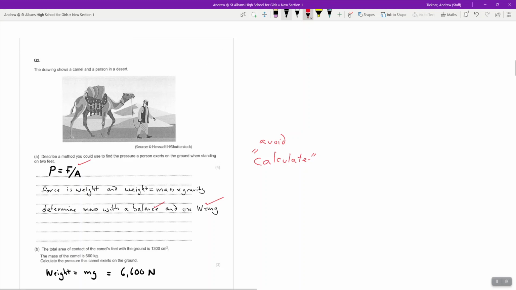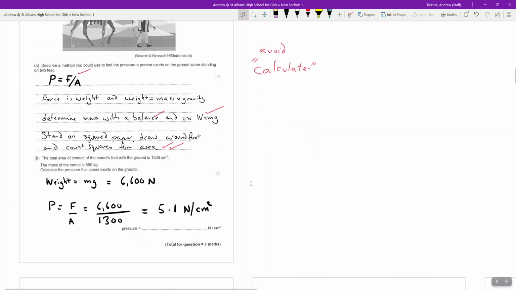Second thing is area. So we're interested in the area of the feet. How would I determine the area of the feet? Well, I would stand on squared paper, draw around the foot and count. Okay, count squares for area, and there are 2 marks available for that. Again, the idea of just measuring area gives you 1 mark, but describing how you would do it, there are 2. So again, 5 marking points for 4 possible marks. Just be sure to avoid using the word calculate.